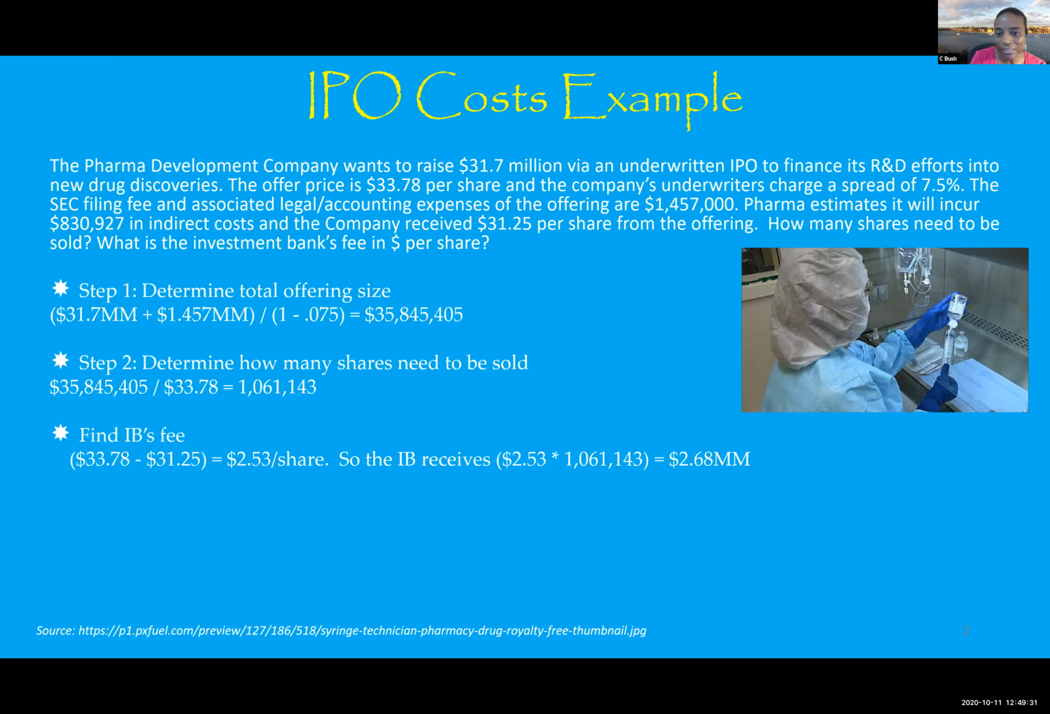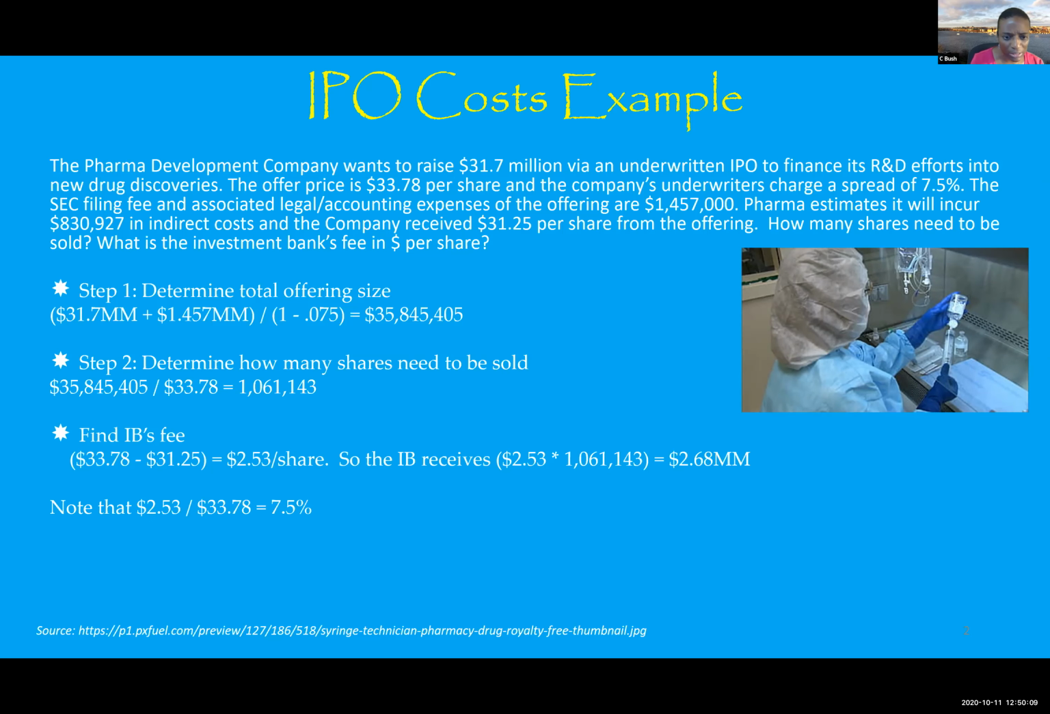To find the investment bank's fee, there's lots of ways to do it. One way is to say the investment bank is going to earn the difference between what they paid the company, which is $31.25 per share, and what they receive from the people they sell the shares to, which is $33.78 a share. So in this example, they are receiving $2.53 a share. If you multiply that by the number of shares sold, that is their total fee. So to help Pharma Development Company raise 31.7 million, the investment bank is charging 2.68 million in this example.